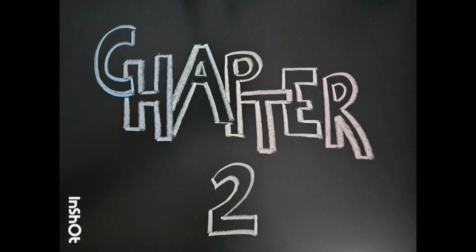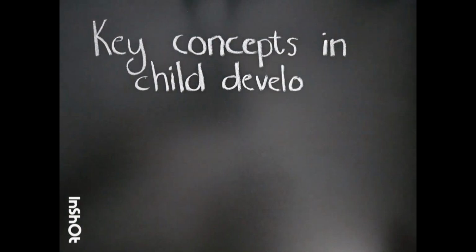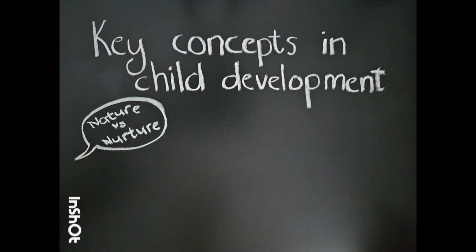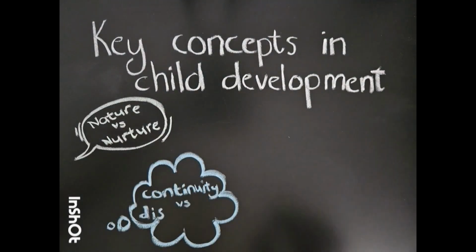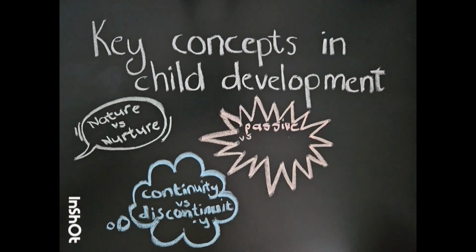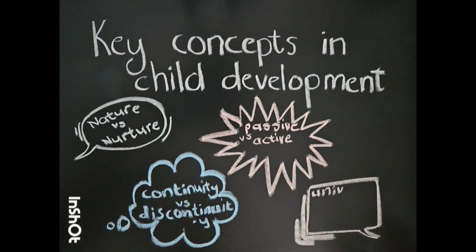Welcome everybody. Today we're going to talk about Chapter 2, the Key Concepts in Child Development. Nature versus nurture, continuity versus discontinuity, passive versus active engagement, and universal versus cultural context.